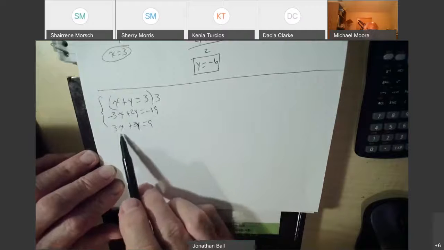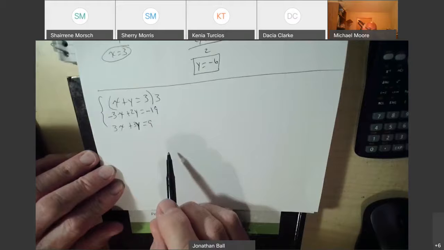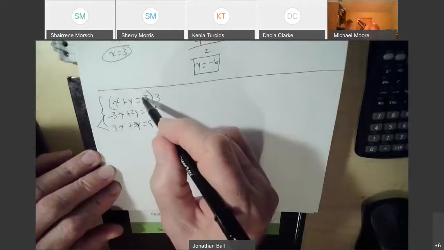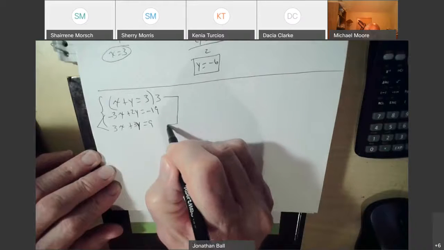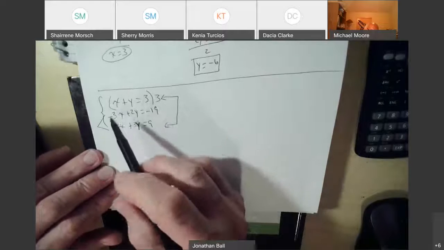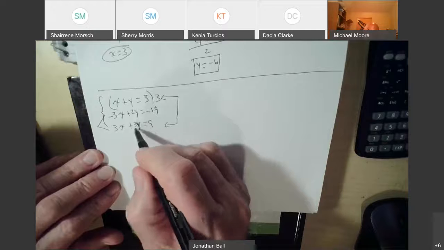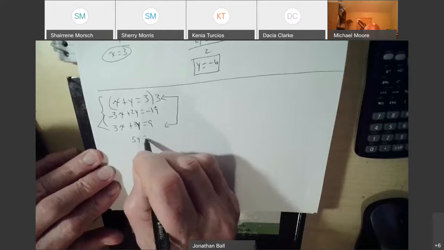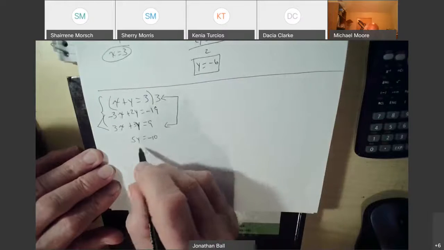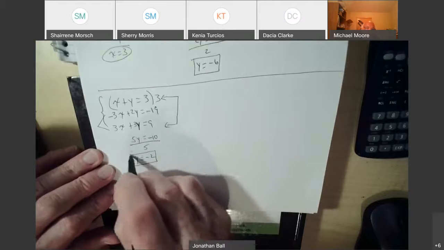Now that didn't change the value of this thing, it just changed the look of it. Just like 1/2 and 5/10 is the same, they just look different. Now we're going to add these two together. Let's remember this one and this one are the same, they just look different. 3x minus 3x is 0, that one's gone. 2y and 3y is 5y equals negative 19 plus 9, which is negative 10. Divided by 5, y is negative 2.